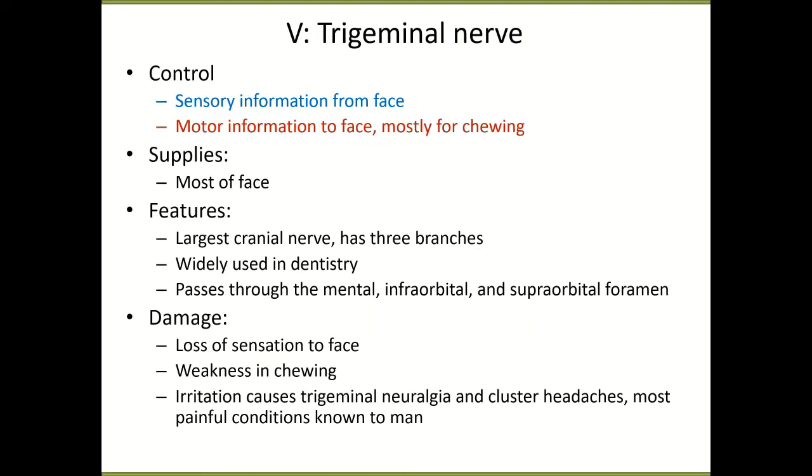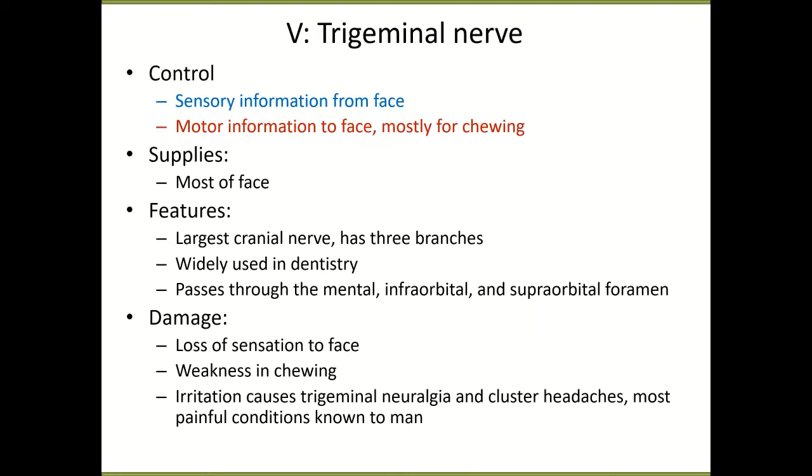And it's this trigeminal nerve that passes through those little holes in the skull. The mental foramen down near your chin, the infraorbital foramen underneath your eyes, and the supraorbital foramen above your eyes. If you damage this guy, well, you're going to have no sensory information coming in. So you're going to lose sensation to the face. Again, depending on the extent of the damage, you may lose your ability to chew, or you may have weakness in chewing.